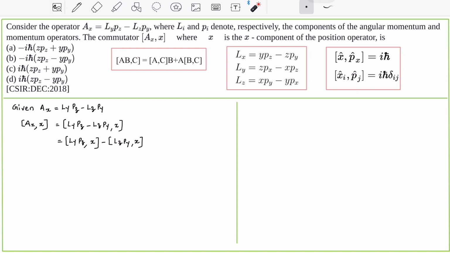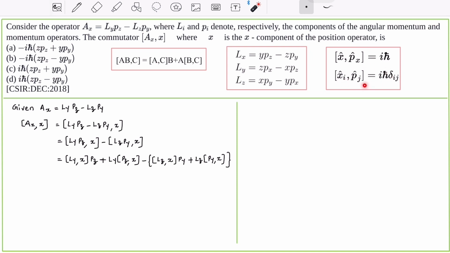Now let us use the standard relation for the commutator of AB and C. Using that relation, we can see that our commutator is the commutator of Ly and x, times pz, plus Ly times the commutator of pz and x, minus, within bracket, the commutator of Lz and x, times py, plus Lz times the commutator of py and x.